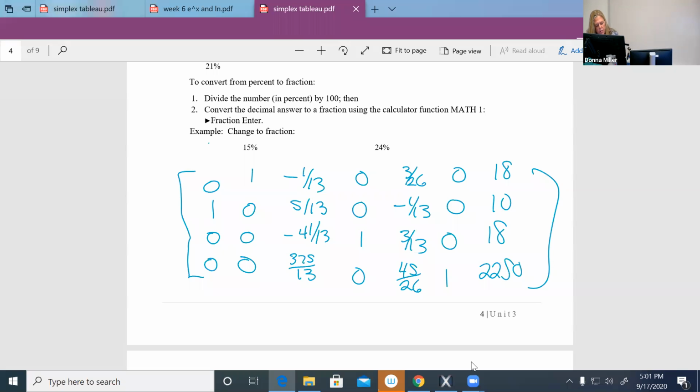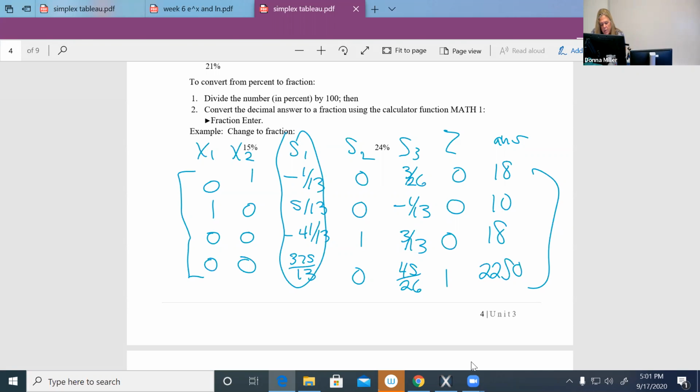Let me label all these. So this was like X1, X2, S1, S2, S3, Z, and this is the answers, right? Okay. You want to look for a column that has all zeros and a 1. It's called a basic column. If you don't have that, it's going to be 0, all right? So the columns that aren't basic, see how these are not all zeros and a 1?